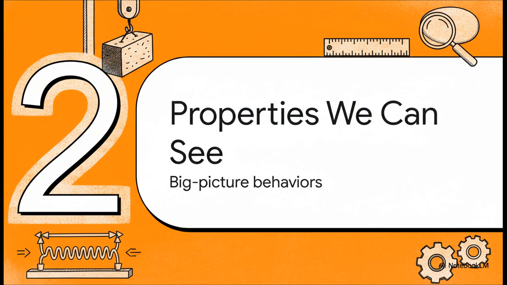Okay, so when an engineer is picking out a material, the first thing they look at are its macroscopic properties. You know, the stuff you can actually see and measure on a big scale. How heavy is it? What happens when you pull on it or squeeze it? These are the big picture behaviors that really matter for performance.